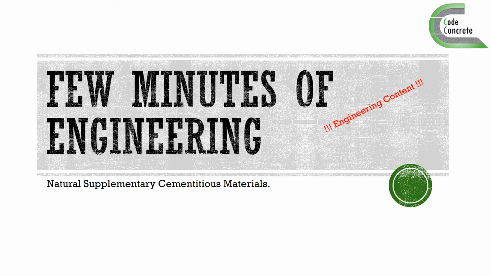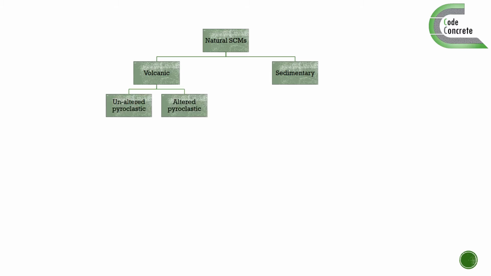Natural supplementary cementitious materials. Natural pozzolanic materials can be classified into two groups: volcanic and sedimentary materials. Natural pozzolans of volcanic origin are formed of rocks from volcanic ash, which are mostly pyroclastic, containing mainly silica and alumina, and a small amount of alkalis and iron. These volcanic materials may alter their physical, chemical, morphological, and mineral composition due to weathering and geological transformation. Thereby, volcanic materials can be further classified into unaltered and altered pyroclastic materials.